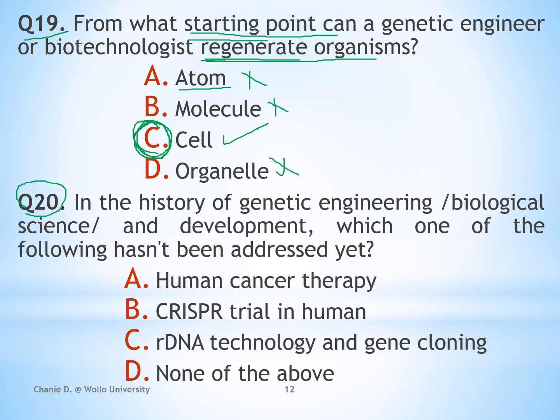So for question number 20, choice A, human cancer therapy, is applied in medical biotechnology. That is correct nowadays. It is working. CRISPR trial in human. Yes, this is applied nowadays. Recombinant DNA technology and gene cloning. This is also activated. None of the above. All those applications are working nowadays through genetic engineering. So D is the correct answer. None of the above are unaddressed. All are working nowadays.